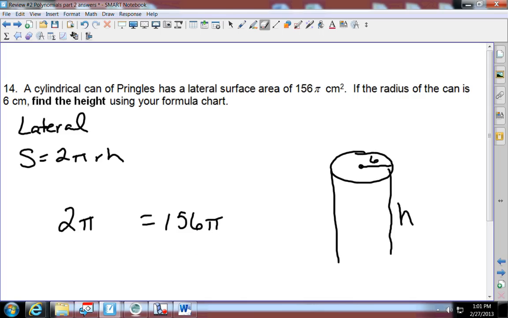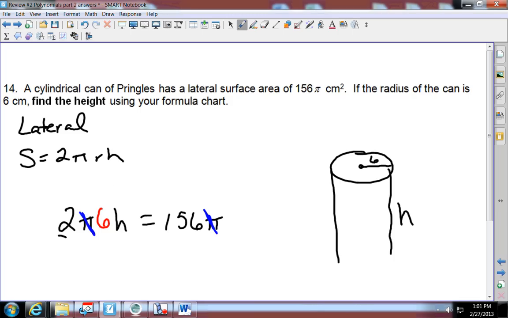Pi is 3.14, but we don't need it because it has it in terms of pi. It says 156 pi. So when it has a pi on both sides, it'd be like dividing by it. These two cancel each other out.